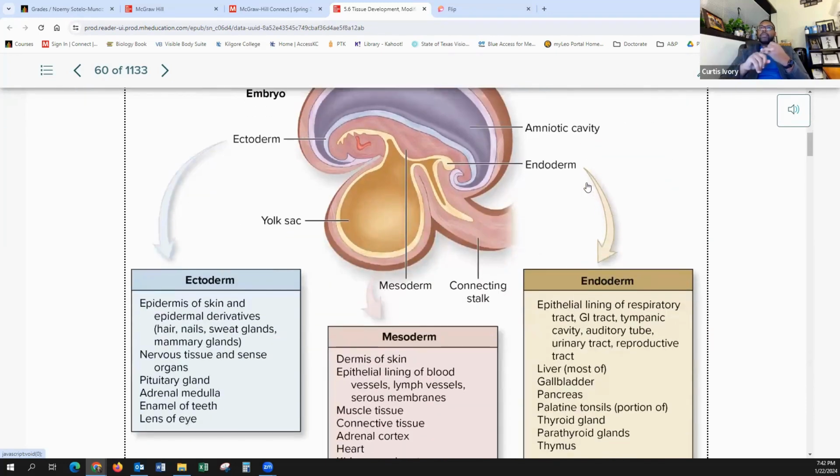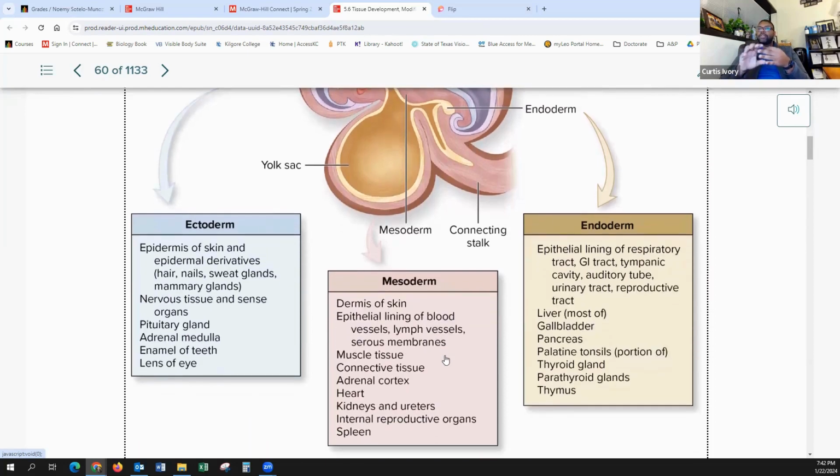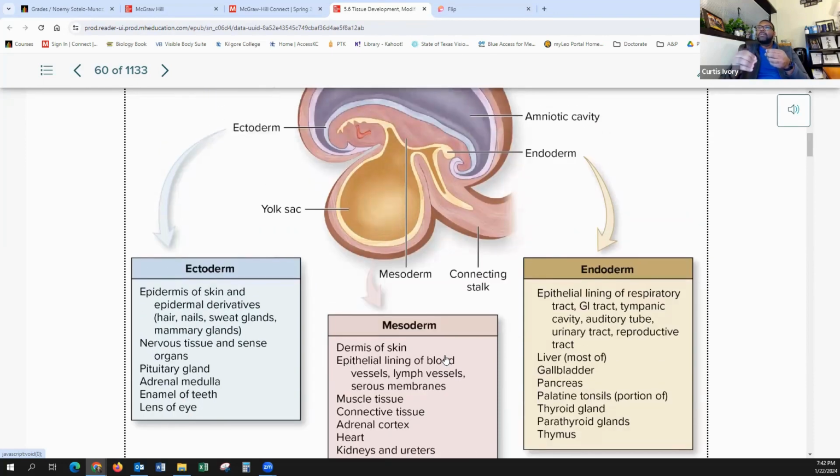So your ectoderm is going to form more of your skin, some of the teeth, your lens of your eyes, so your nervous tissues. The mesoderm, I always remember mesoderm because it starts with M. It's muscle. Also, parts of your skin, your blood vessels, your heart, your kidneys, your spleen. So really your internal organs that's surrounded by muscle. And then your endoderm, which is going to be your liver, your gallbladder, your pancreas, your thyroid, your parathyroid glands.